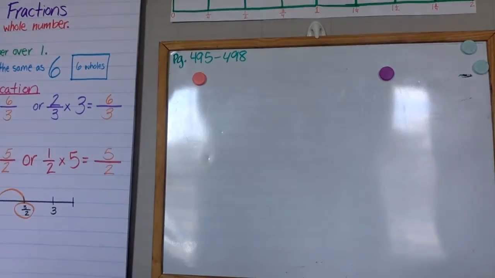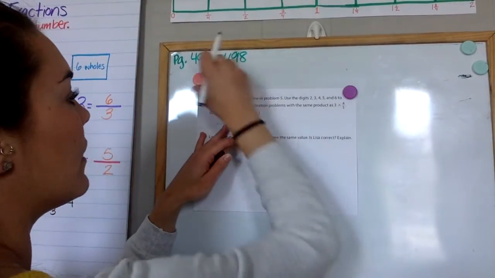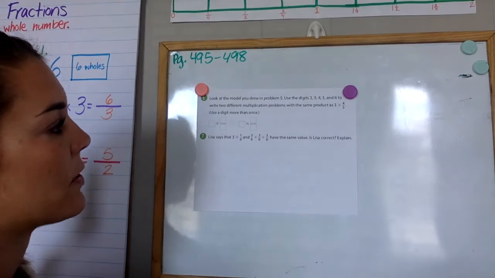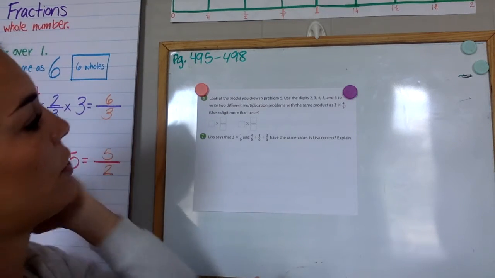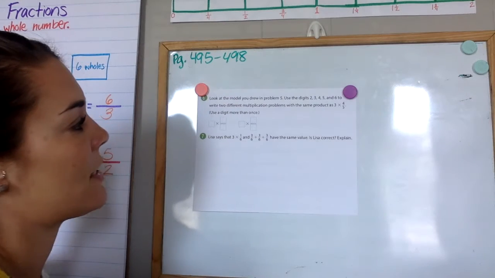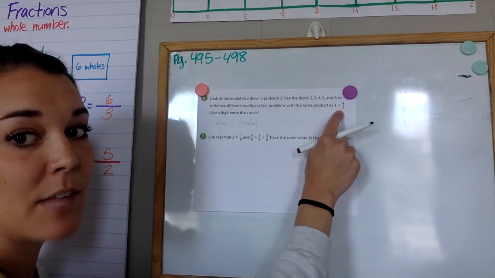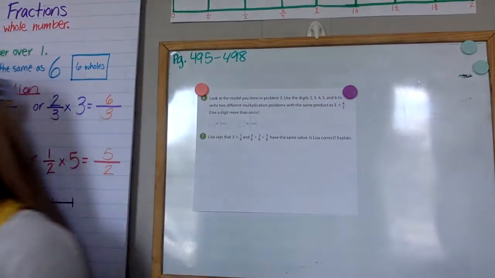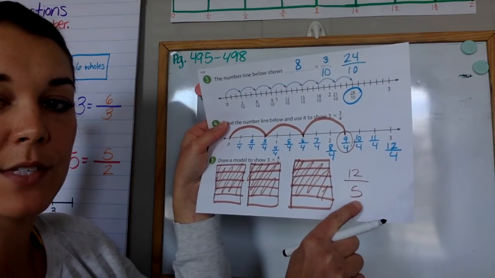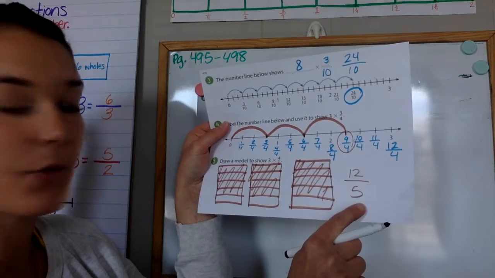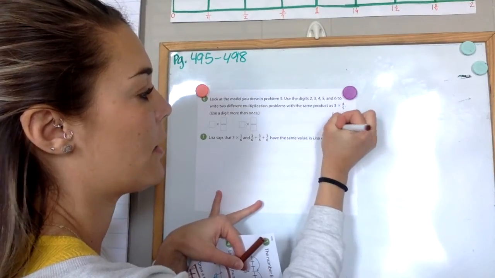Last few problems here, 2 more. I'm on number 6. Okay, I like this problem because it's kind of like a puzzle. It says, look at the model you drew in problem 5. Use 2, 3, 4, 5, and 6 to write 2 multiplication problems with the same product as 3 times 4/5. So, our answer for 3 times 4/5 is 12/5, right? 3 times 4/5 is 12/5. I'm just going to write that down so I don't forget it.